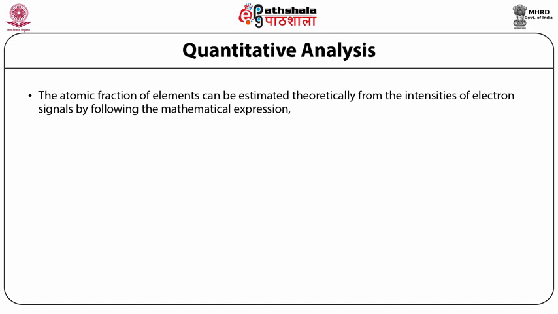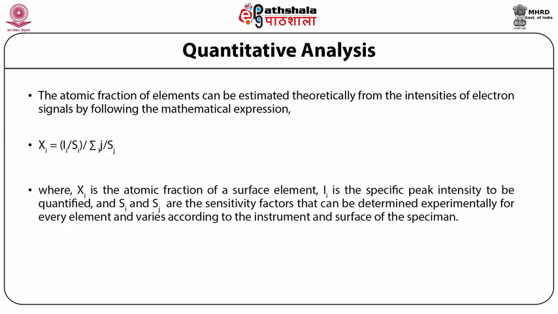can be estimated theoretically from the intensities of electron signals by following the mathematical expression X_i equals (I_i divided by S_i) whole divided by the sum over j of I_j divided by S_j, where X_i is the atomic fraction of a surface element, I_i is the specific peak intensity to be quantified, and S_i and S_j are the sensitivity factors that can be determined experimentally for every element and vary according to the instrument and surface of the specimen.